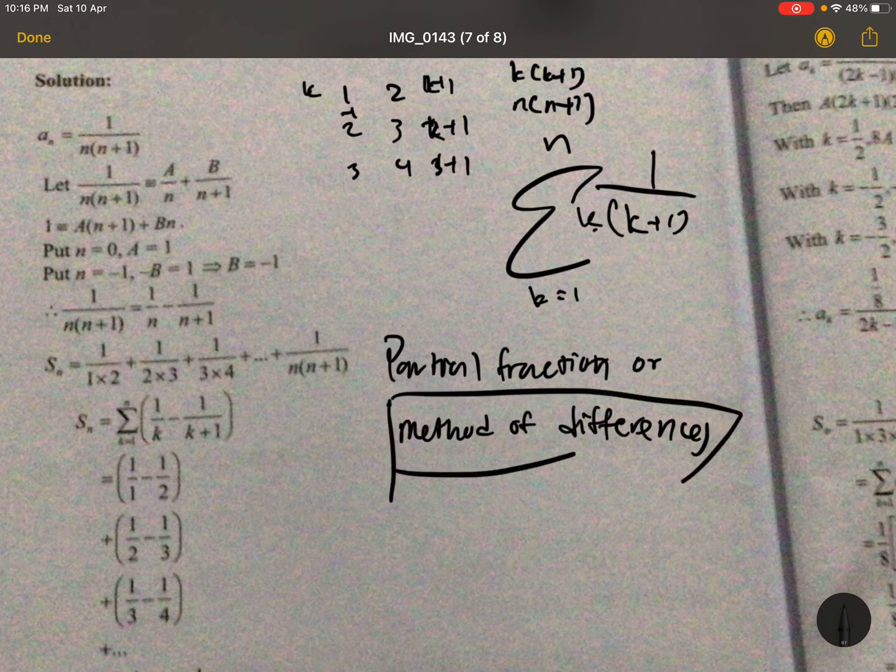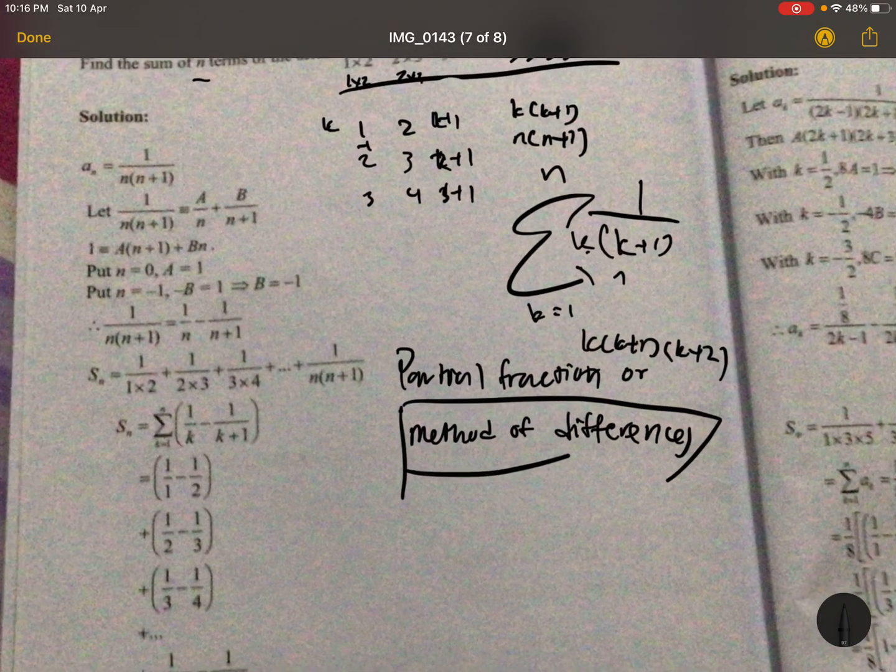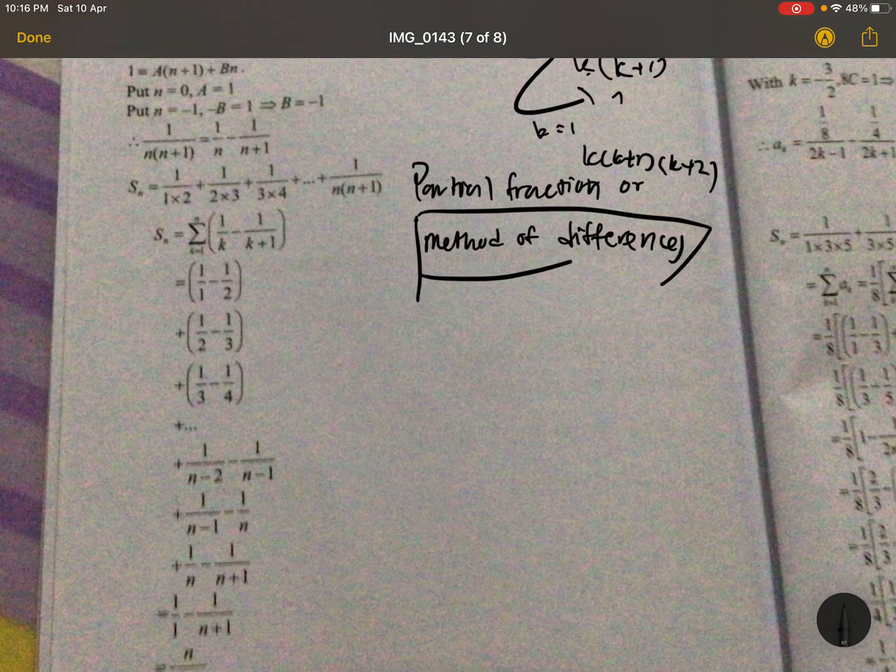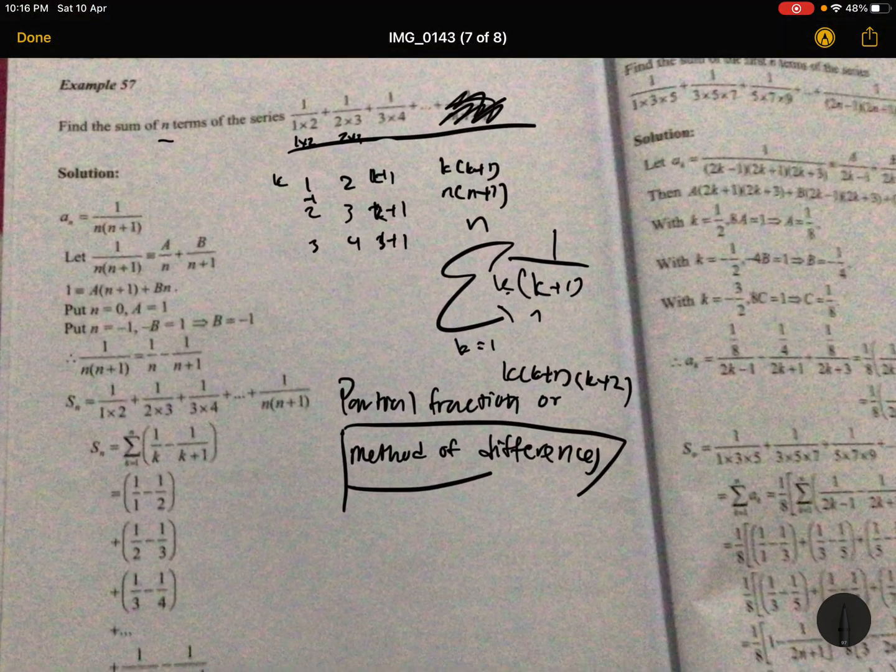My tip for you will be to use method of differences when there are only 2 terms. Partial fraction works way faster if you're doing like k plus 1, k plus 2, and so on. That would be way easier if you use partial fractions, because it will be impossible for you to do method of differences with 3 terms. But if it's 2 terms, you can use method of differences. Now, how do you do partial fraction? How do you do method of differences?